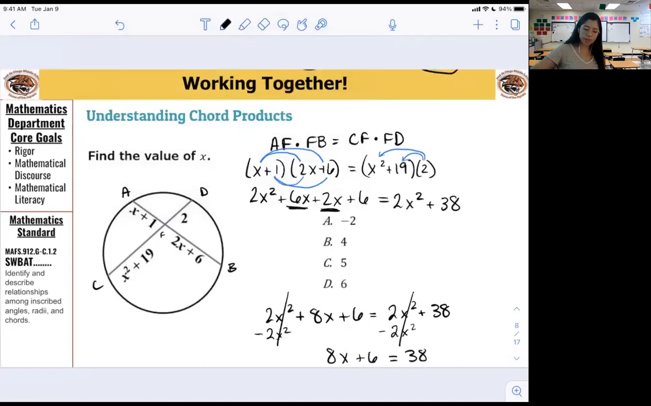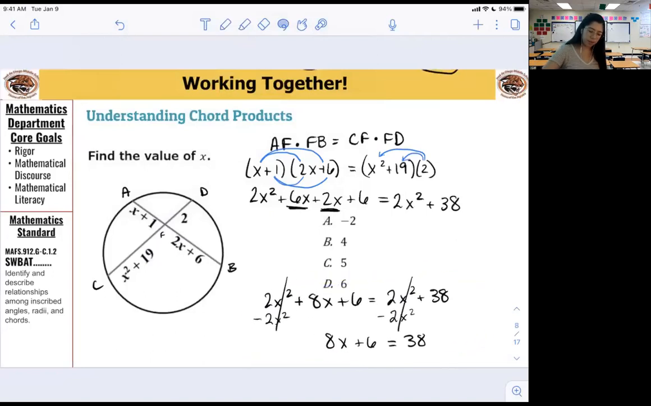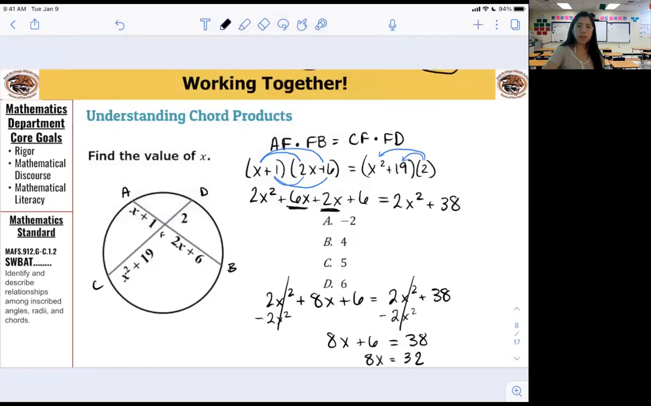All right. And simple from here to the end. We just gotta do a couple steps. Subtract 6 from both sides, I get 8x equals 32. Divide by 8 on both sides, I get x equals 4. So answer choice B is my answer.